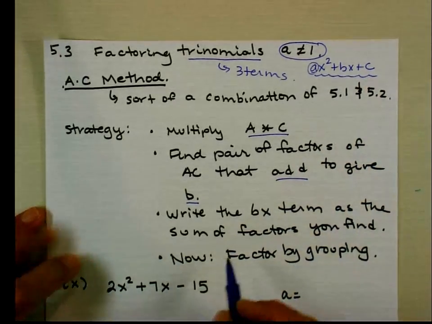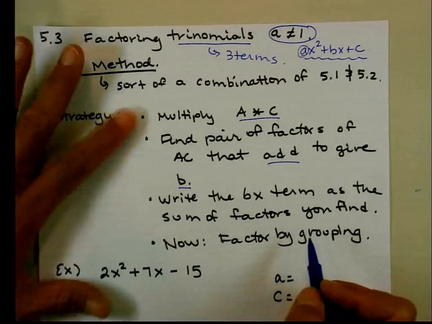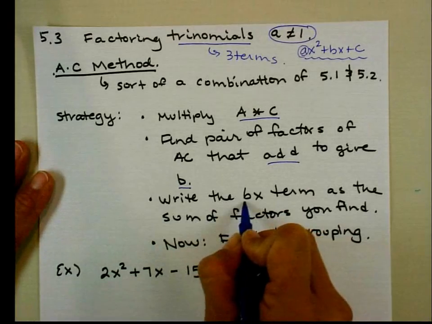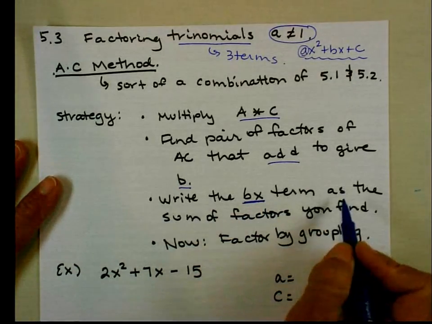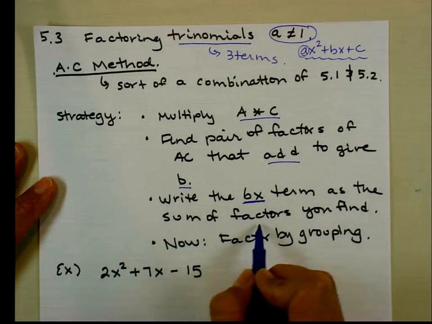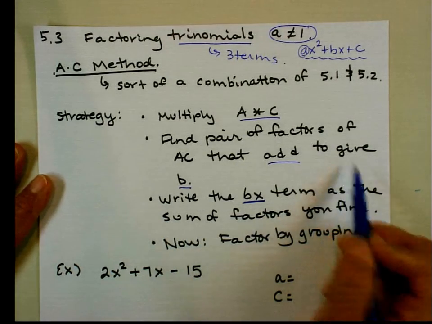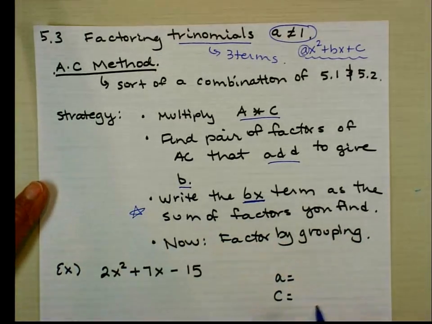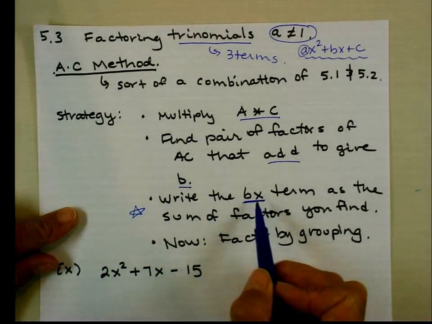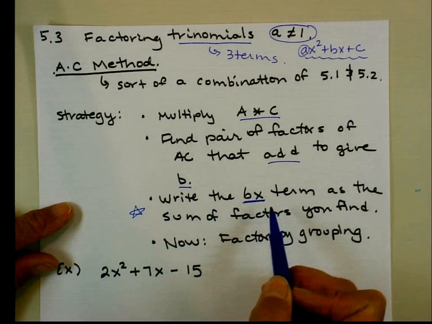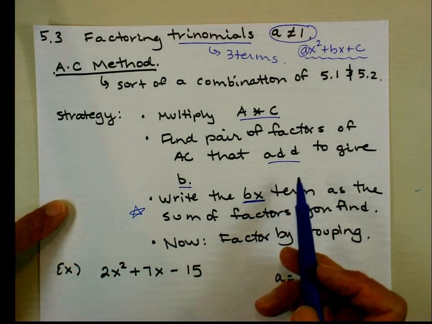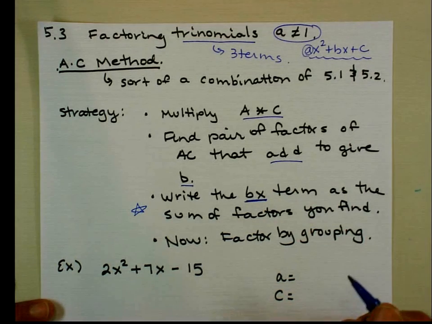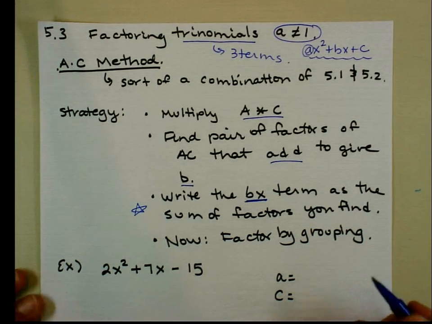Okay. Now, this next step is kind of weird, right? These first two seem like, oh, okay, I'm okay with that. This third step, we're going to take that bx term in the middle and we're going to rewrite it as the sum of the factors that we find in the step before. Okay, so this is the one we're going to look out for. Once we break this bx term apart into two separate terms, the trinomial we started with becomes a 4-term polynomial. And 4-term polynomials we factor by grouping.